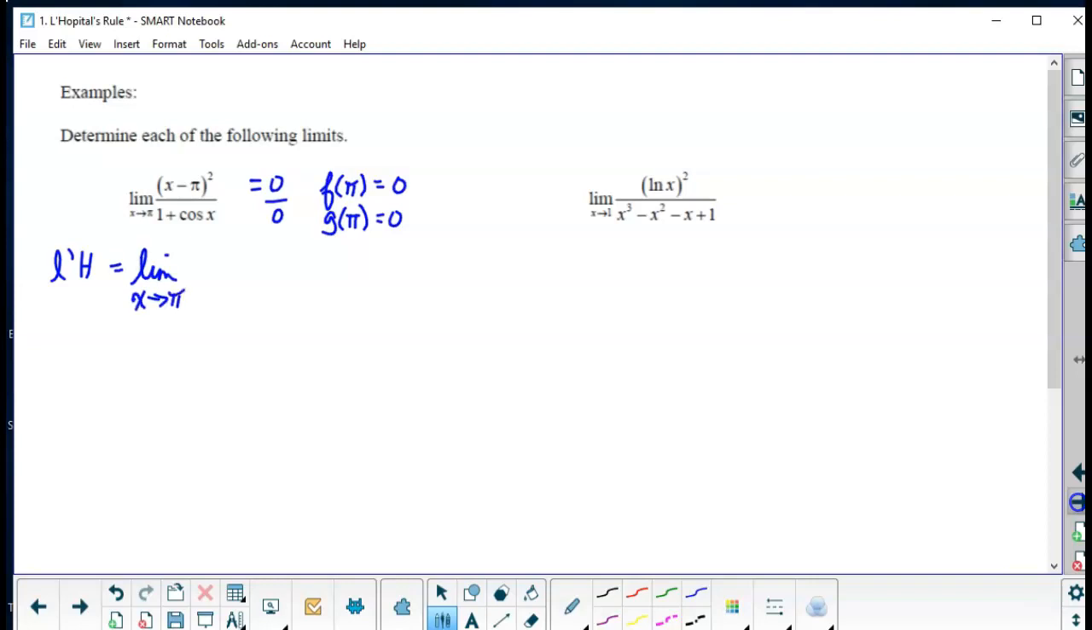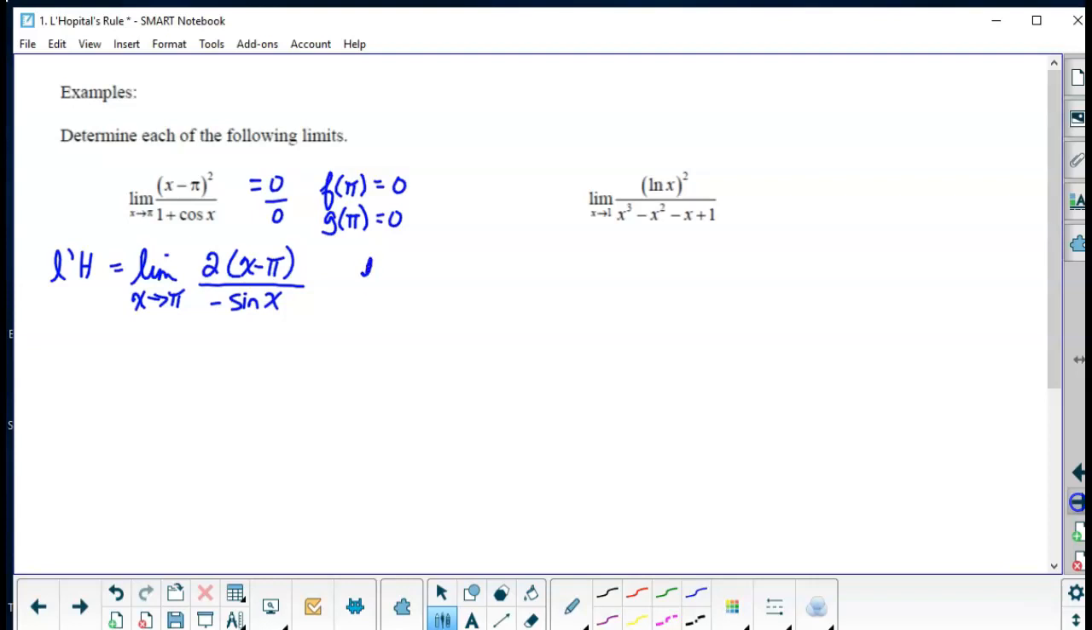Now we're taking the derivative of the numerator. So that's going to be 2 times x minus pi. Denominator is 0. Derivative of cos is negative sine. Okay. Now if we put pi in now, we get 0 over 0. So we have to do it again, right?